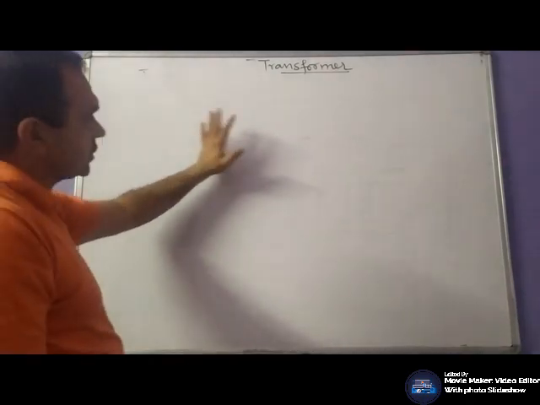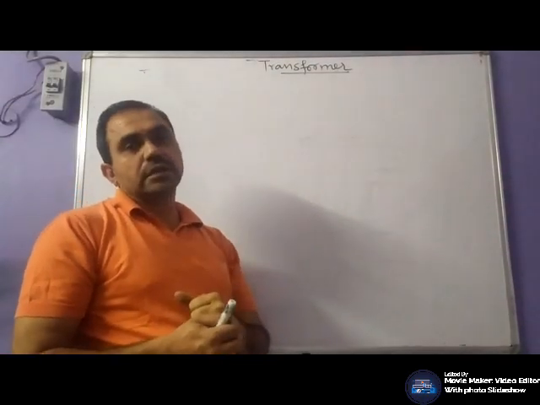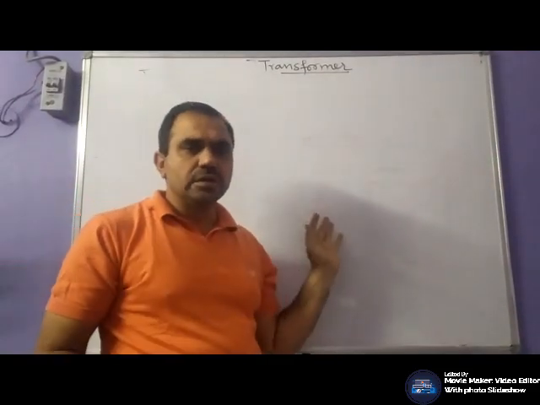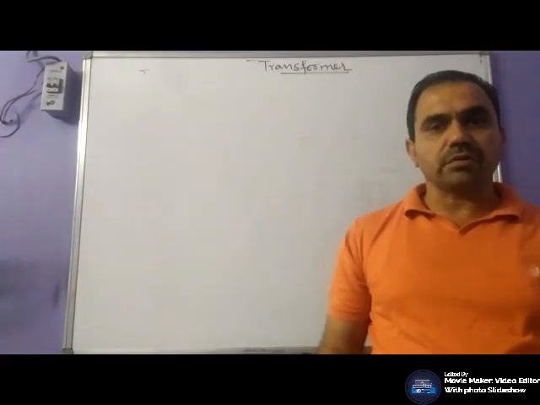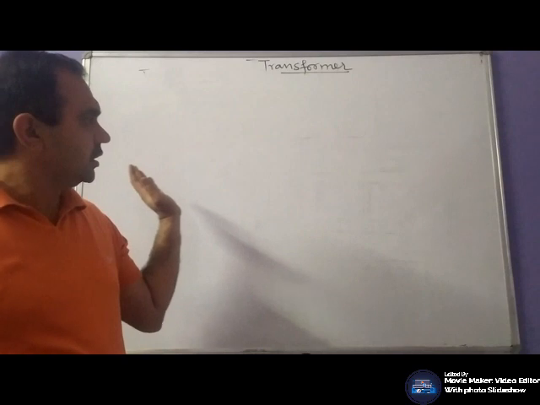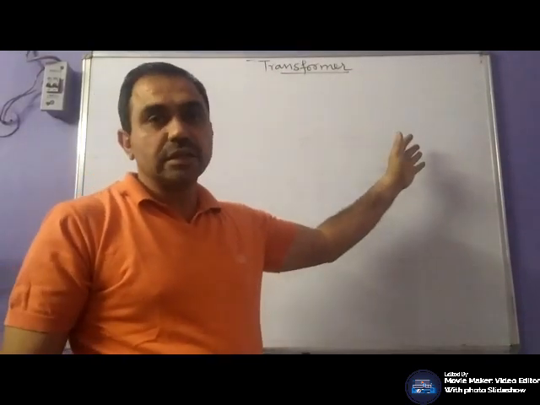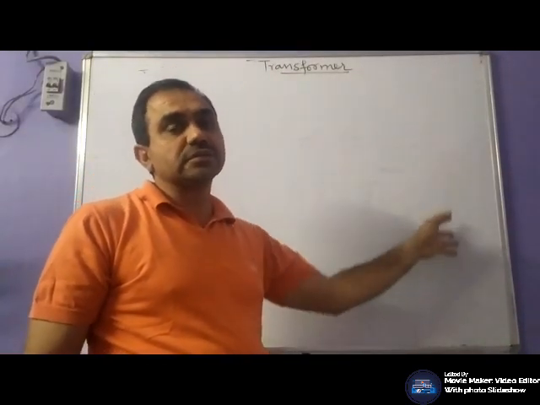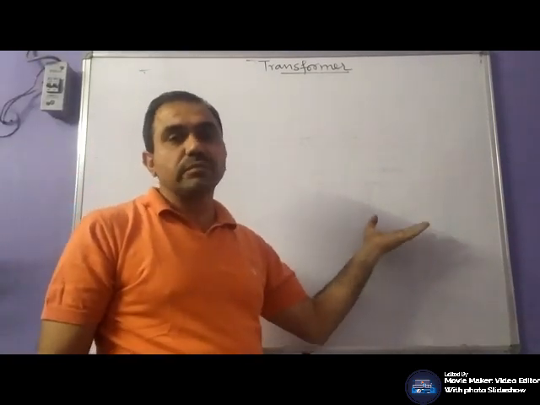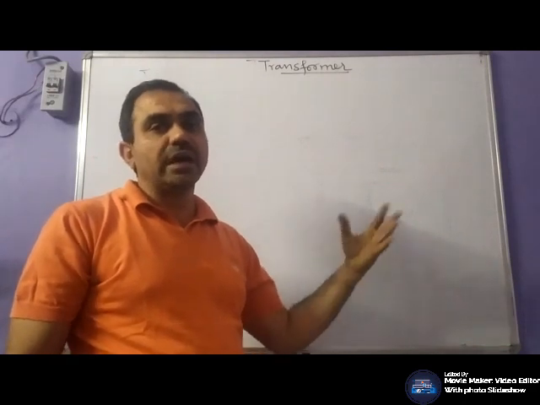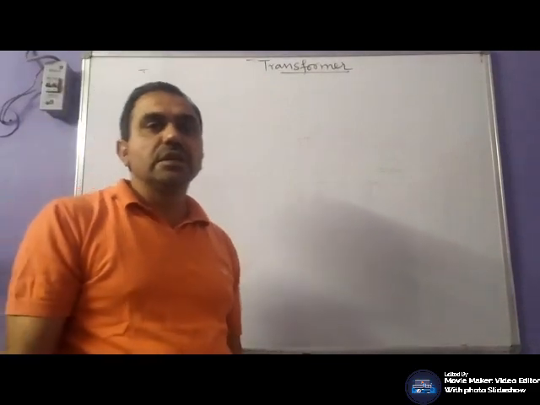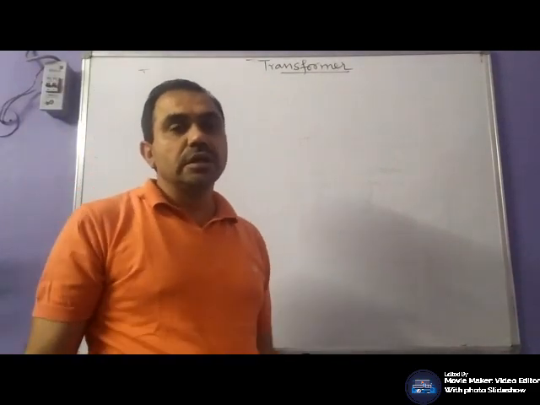So in the construction of the transformer, we have discussed different parts: conservator, transformer oil, breather, and the Buchholz relay. Generally these parts are used where the cooling medium of the transformer is oil. For a high rating transformer we use an oil type transformer. For a low rating transformer we use an air cooled transformer.